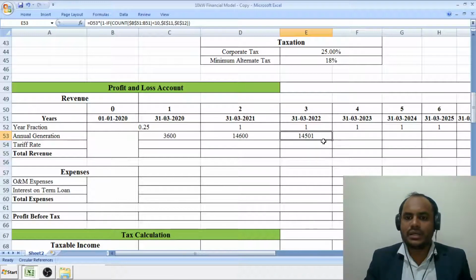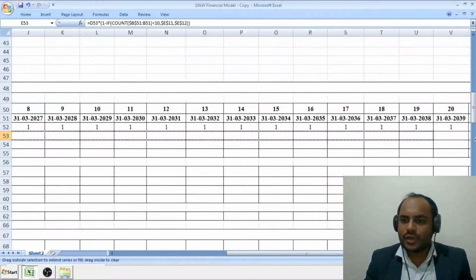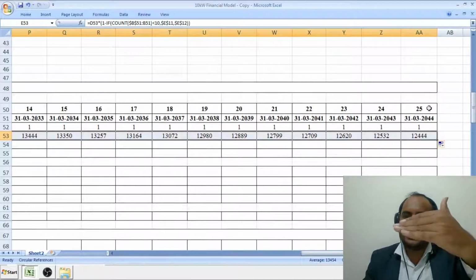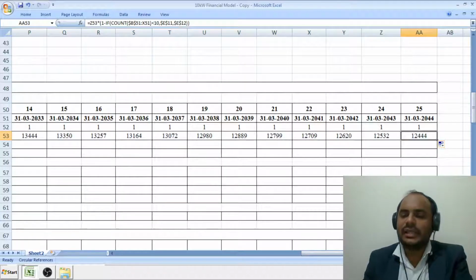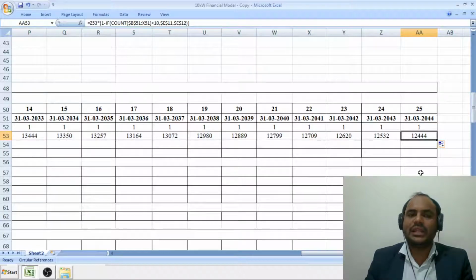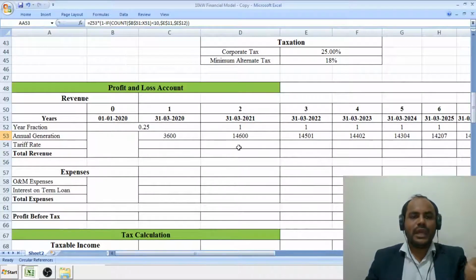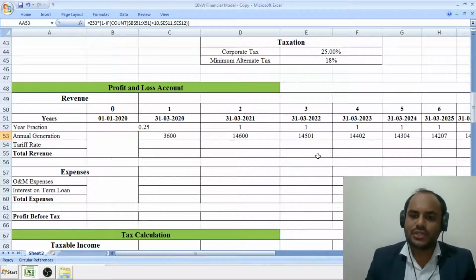Just select the particular cell, pull this corner up to the 25 years span. So we came to know that at the 25th year we are getting 12,444 kilowatt hour of energy over here. So likewise, the typical annual generation we can calculate with the help of this formula.